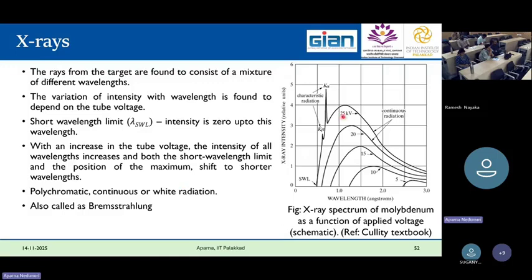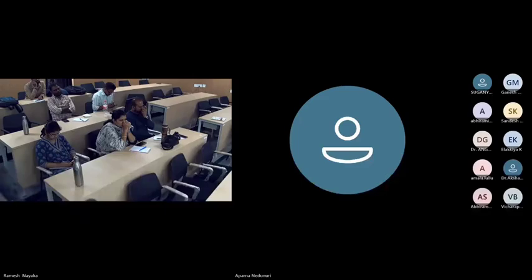But if we see at 25 kilovolts, you can see that there are two peaks coming. Why are these peaks coming, and are these peaks interesting to us, is what we are trying to see now.